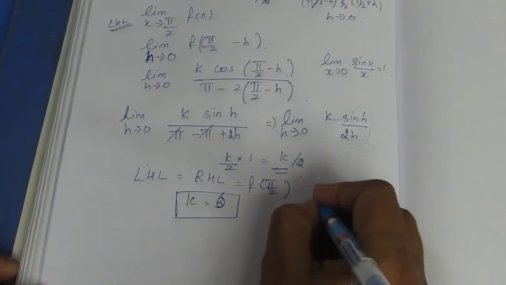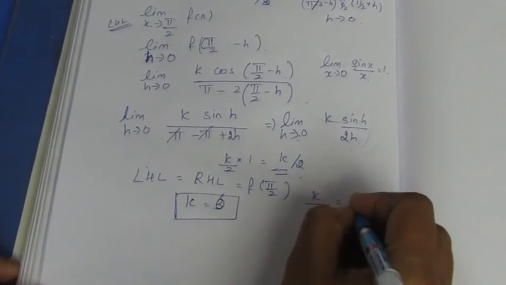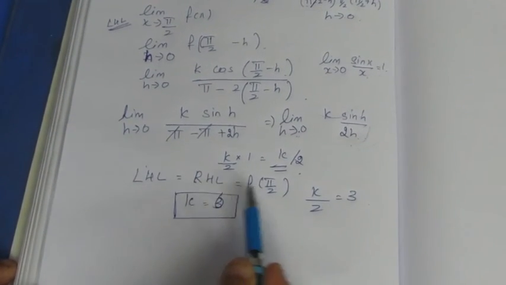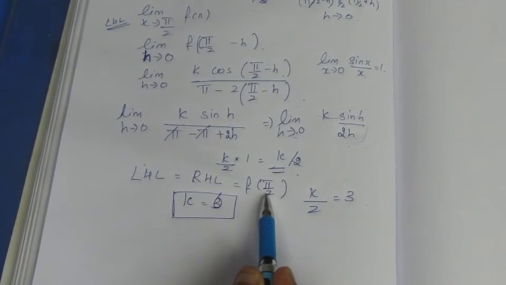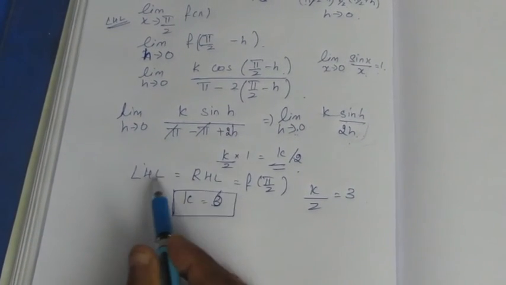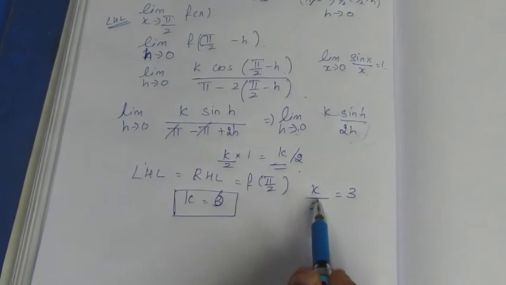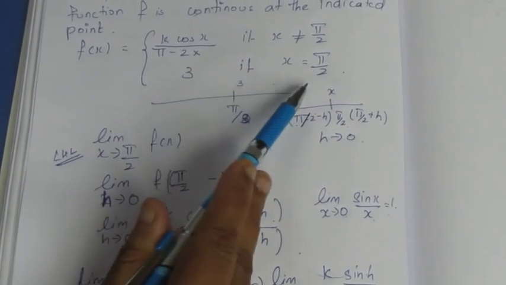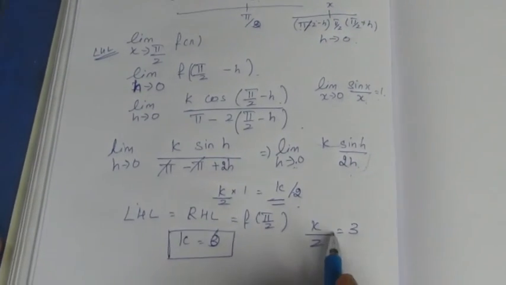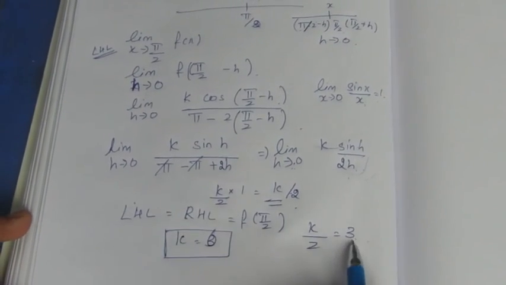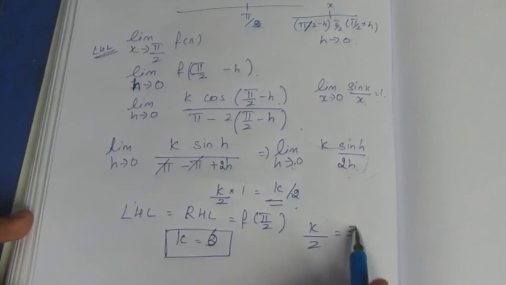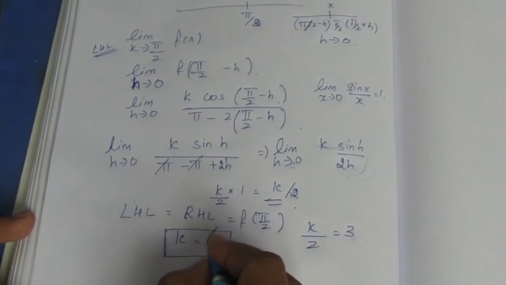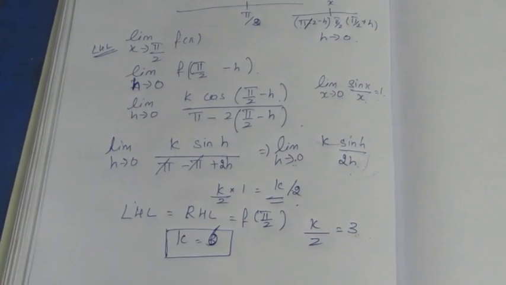We know that k by 2 is equal to 3, because LHL is equal to RHL is equal to f of pi by 2. They have given it is continuous, so we can write everything is equal. So the f of pi by 2 value is 3 here. Just substitute the value, this is equal to LHL or RHL is equal to f of pi by 2, whose value is 3. When I multiply this, k becomes 6. This is your final answer.